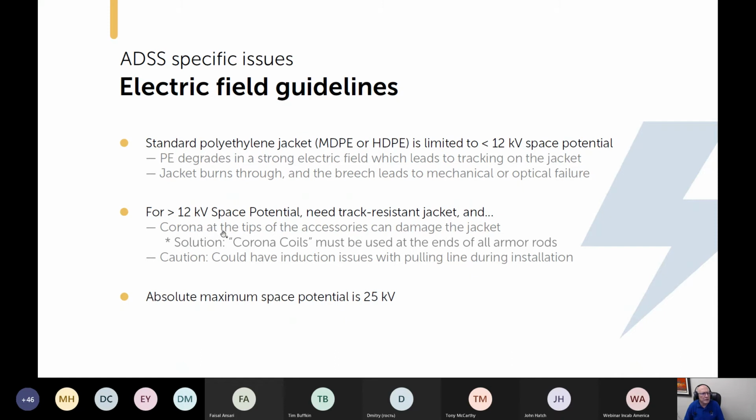A lot of times people think, I'm pulling in an ADSS so I can do that on a live line, no problem. And that is true, but you could have induction on the pulling line during installation. So you do have to be a little bit careful about that. The maximum space potential for an ADSS cable is 25 kV. Above that, you can't use any ADSS cable.